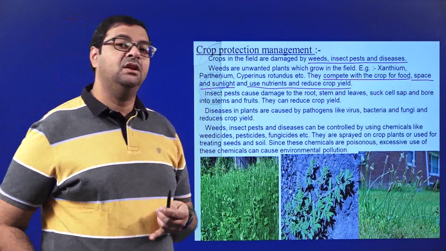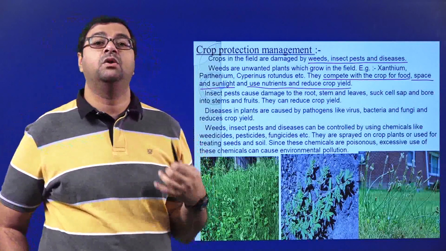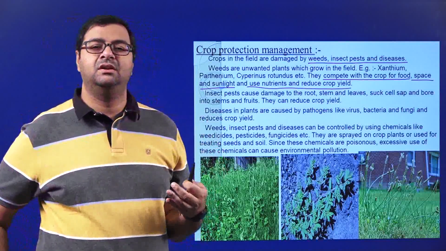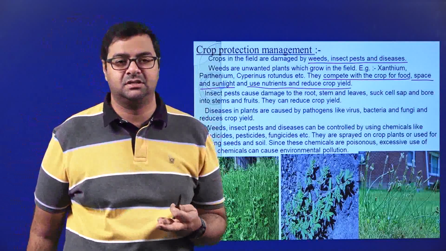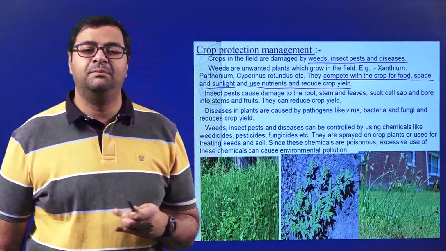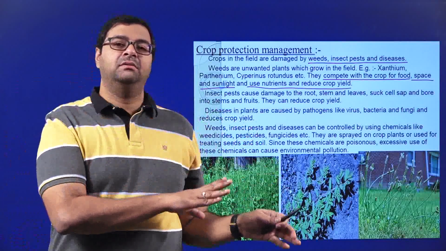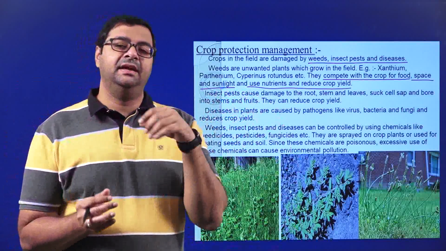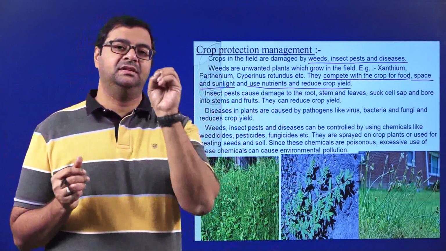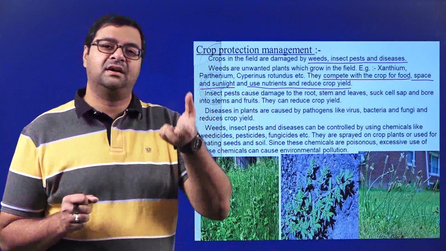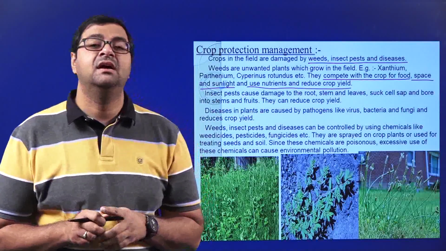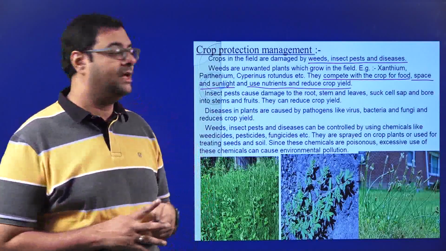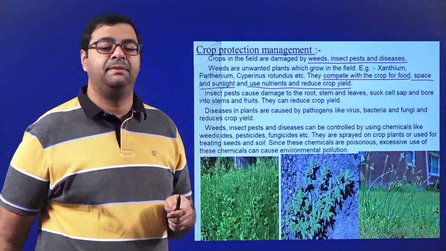Then you might have seen locusts. Locusts fly in huge numbers and target a field. They land on that field, they bore into the stems, they suck up the cell sap and they destroy the crop completely. So these are basically insect pests.